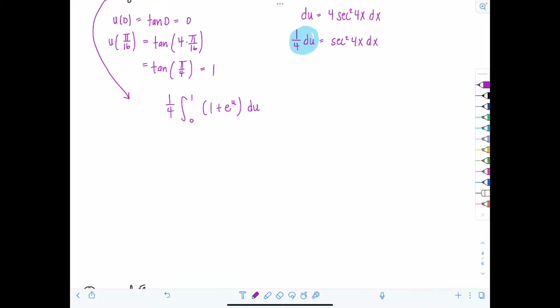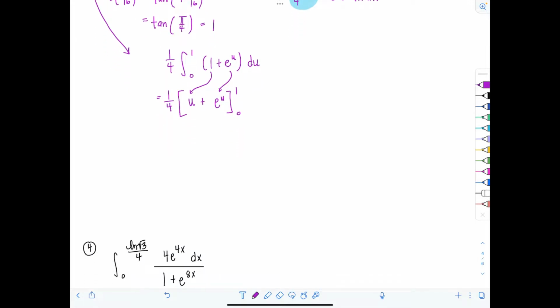All right, time to integrate. So we've got 1/4. Antiderivative of 1 is u. Very good. Antiderivative of e to the u, my favorite, e to the u. And this is all evaluated from 0 to 1. Good. Leave the 1/4 outside. Some people like to bring it in, but don't.